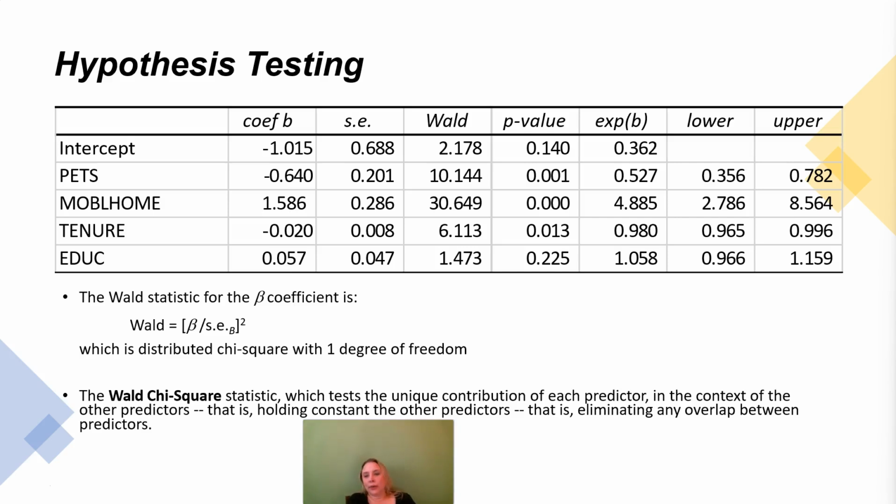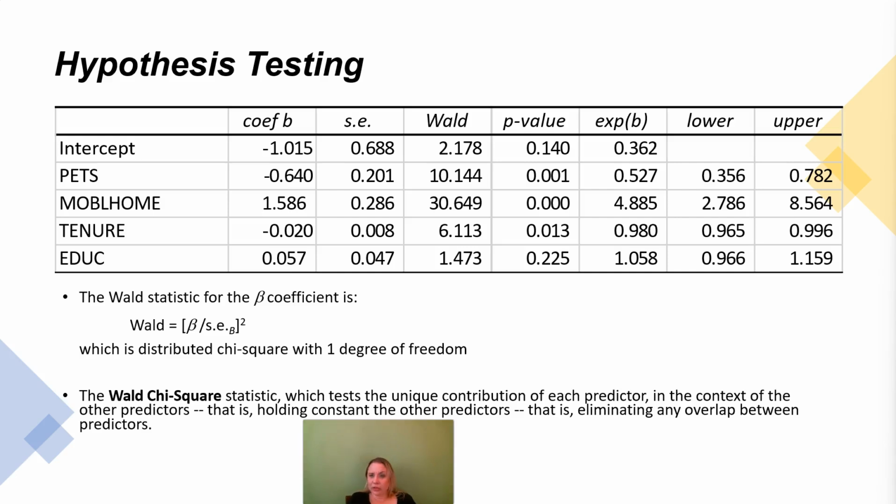So, for example, here we see that the predictor pets has a p-value of 0.001. This would indicate that it is a useful predictor for predicting whether an individual would evacuate due to Hurricane Harvey or not. You can see that they are all significant here once again, except for education, just like we saw before with the OLS regression.